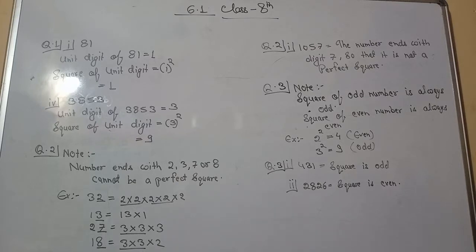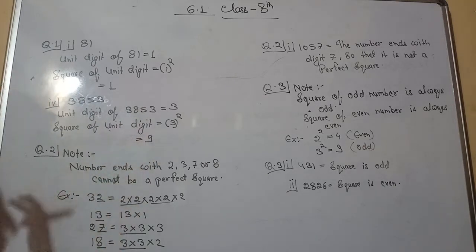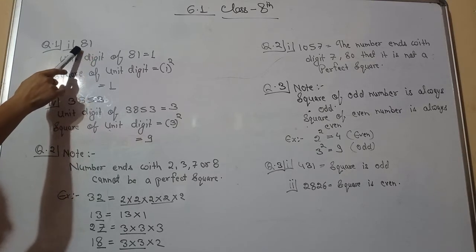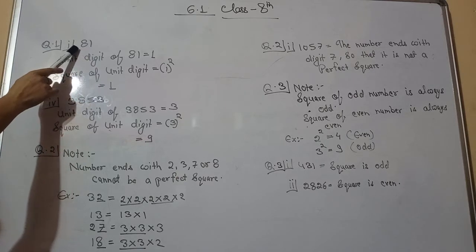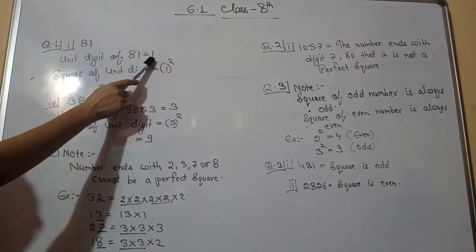Now see what is given in the first question, exercise 6.1. In question number 1 it is given, what will be the unit digit of the square of the following numbers? Means there are some numbers given. First we have to find out the unit digit of the number. So this is the ones place, this is the tens place. Means from the back side we will count ones, tens. And ones place is also called units place. So what is the units place of 81? The units place or ones place is 1.